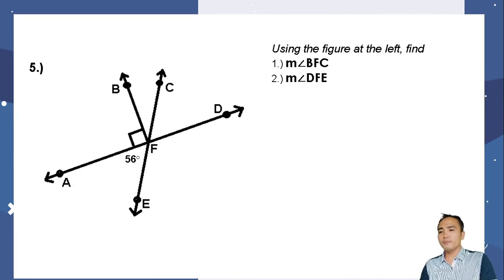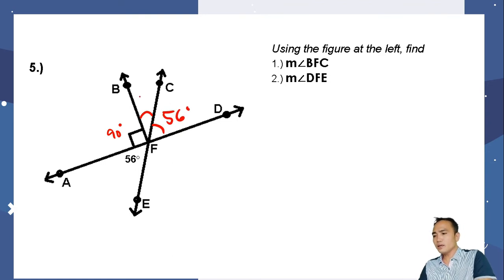Next, number 5. Using the figure at the left, find the measure of angle BFC and the measure of angle DFE. Okay, number 1, the measure of angle BFC. So, it is here, BFC. So, how are we going to get the value of this angle, angle BFC? Okay, so take a look at this illustration. We have the given. So this is 90 degrees. Okay, we have here 56 degrees. The measure of angle AFE is equal to 56 degrees. Angle AFE and angle CFD are vertical angles. So if we have 56 here, the measure of this angle is also 56.